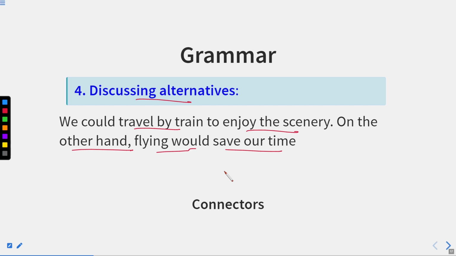So just to choose these two alternatives, if we want to choose them, we can use "either...or," and if we want to discuss these alternatives, we can use "on the other hand." That is it. So this is the difference between "on the other hand" and "either...or."